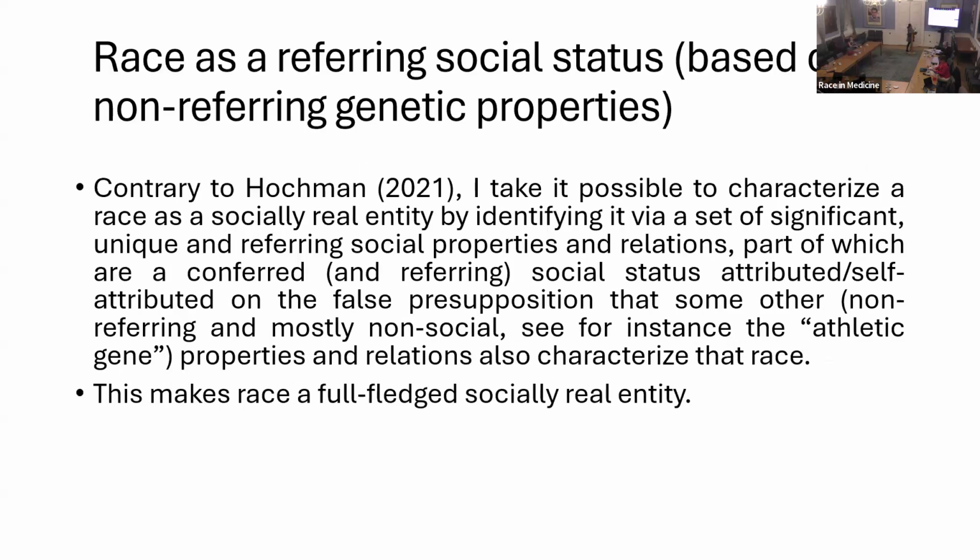So contrary to Ockman, I take it possible to characterize a race as a socially real entity by identifying it via a set of significant, unique, and referring social properties and relations, part of which are a conferred and referring social status, attributed or self-attributed on a false presupposition that there are some other non-referring and mostly non-social properties and relations, like for example the athletic gene, that also characterize that race. So this makes race a full-fledged socially real entity.